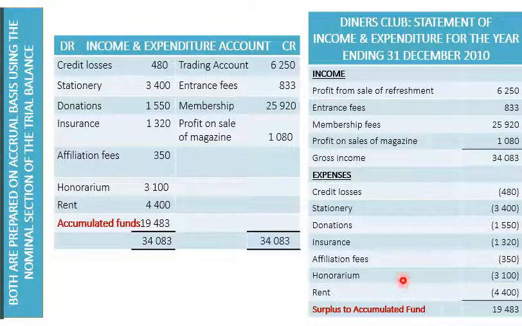Note the difference between the account and the statement. The account concludes with a balancing figure that must be transferred to accumulated fund. The statement concludes with a surplus to accumulated fund account.